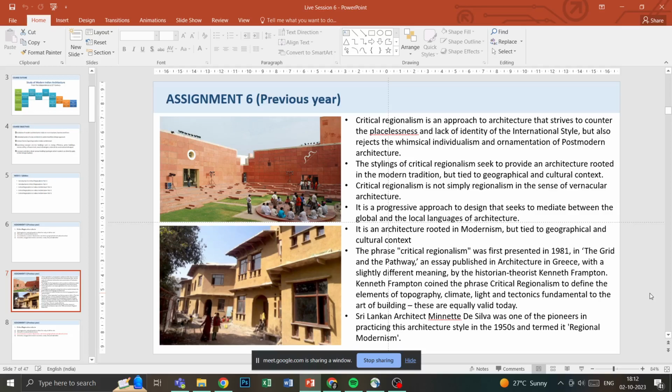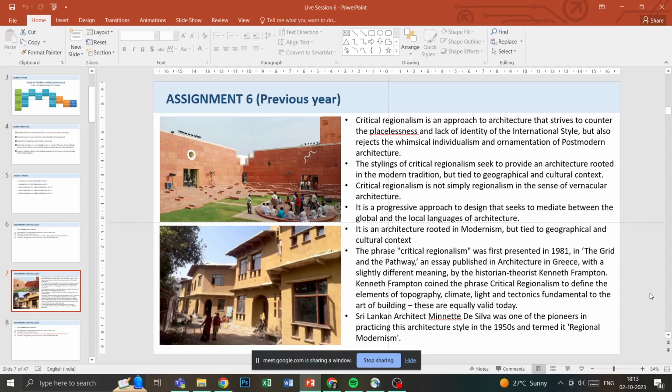So what happened was, when the international style was established around the world, postmodernist architecture started as a counter to the international style, because of this point only, the lack of identity. But the postmodern architects used ornamentation from all the other eras and styles that had happened, and they used those typical ornamentation styles along with modernist principles, which critical regionalism also rejected.